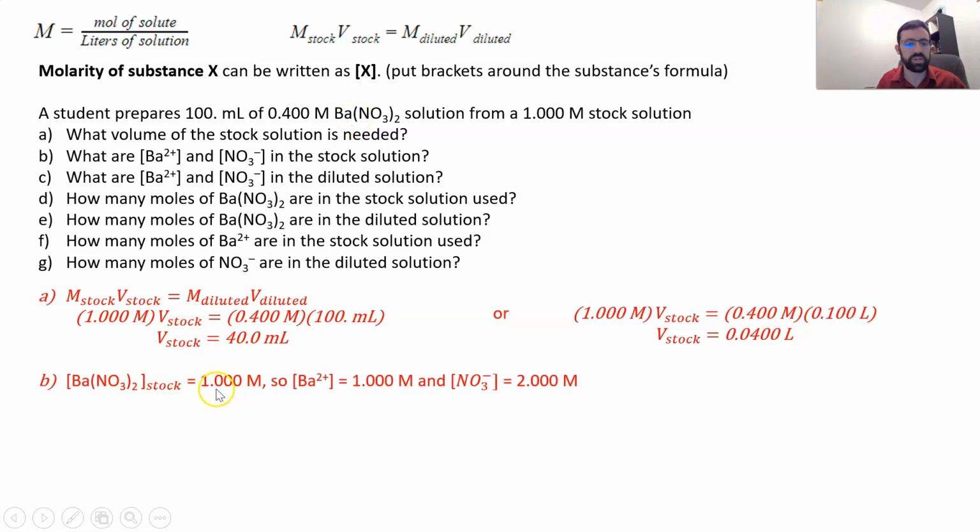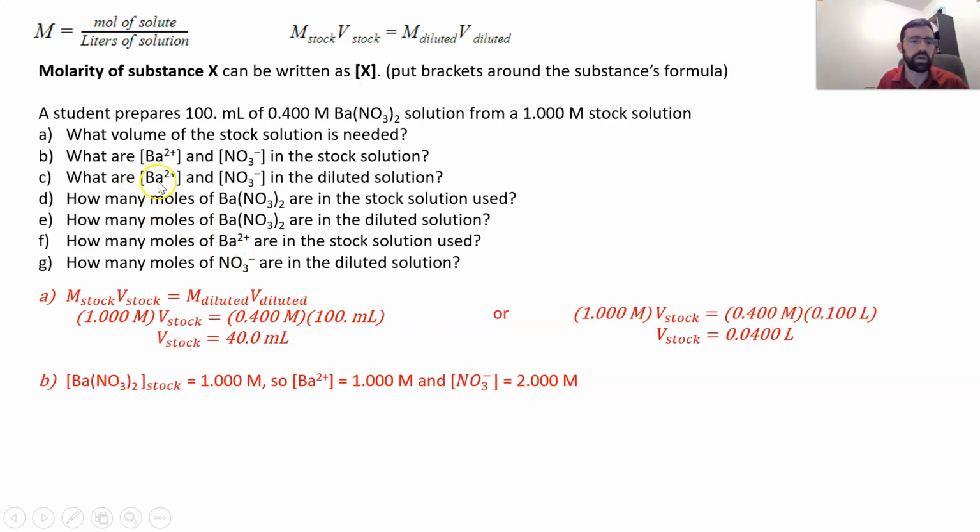So it's just 1.000 molar, so the concentration of barium ions is going to be the same, but the nitrate ions are going to be different. I've got twice as many nitrate ions because of the subscript of 2 here. So it'll be 2.000 molar instead.